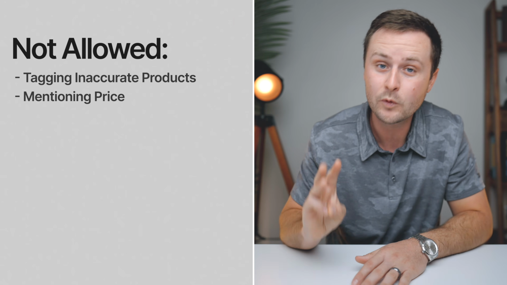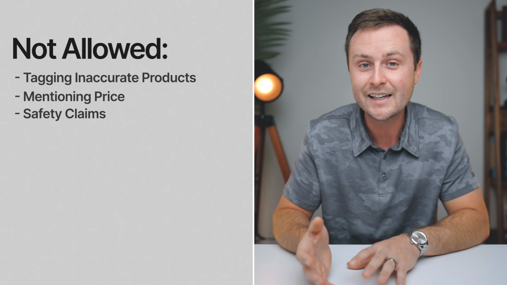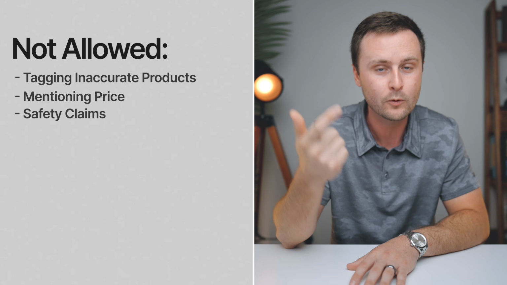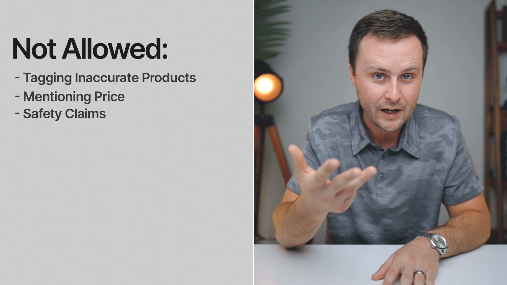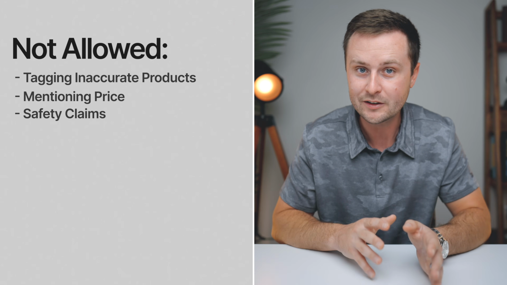The third thing, and this is really important to Amazon influencer, is having safety claims in your videos. We cannot say anything like this product is non-toxic, or this product is dishwasher safe, or BPA free, or even things like this product will get rid of dandruff in your hair or help you lose weight. We can't say anything like that. And again, just very strict to Amazon influencer.